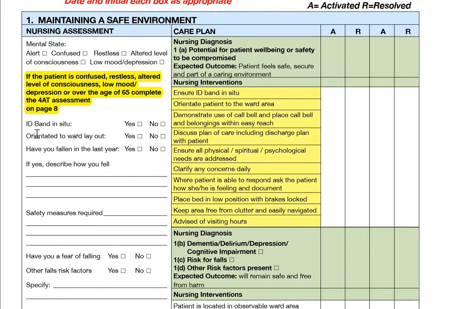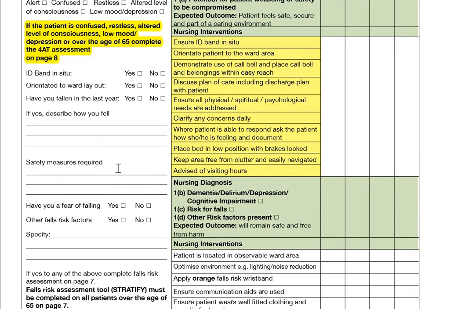We go back to our assessment here. Does the patient have an ID band in situ? Tick yes or no. Have they been orientated to the ward layout? Yes or no. Have you fallen within the last year? Yes or no. So if the patient has fallen within the last year, describe how the patient fell. And does the patient require any safety measures that can be documented there?